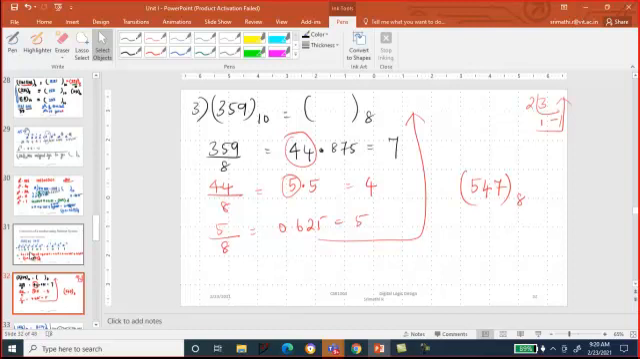And then will you convert this 359 decimal to hexadecimal and binary and tell me the answer. Answers, please.